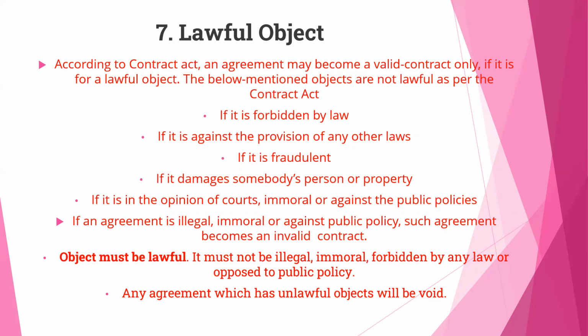Simply, if an agreement is illegal, immoral or against public policy, such an agreement becomes an invalid contract. So the object must be lawful. It must not be illegal, immoral, forbidden by any law or opposed to public policy. Any agreement which has an unlawful object will be void. That means the intention or object of the contract must be lawful. If a contract defeats the purpose of law, it shall be deemed to defeat the provisions of law. If the object of the contract is to commit fraud, that contract is void.